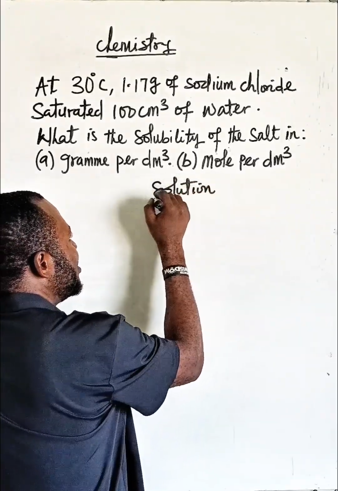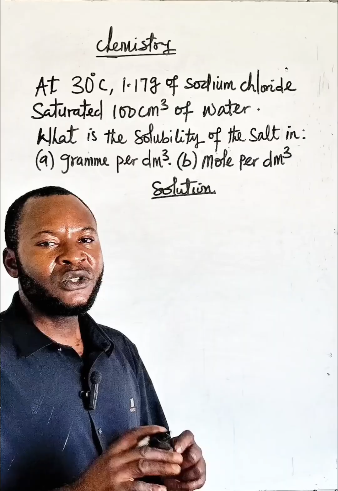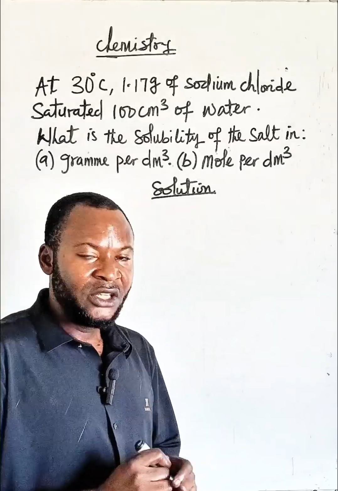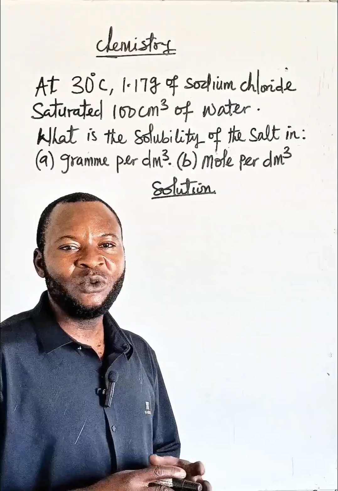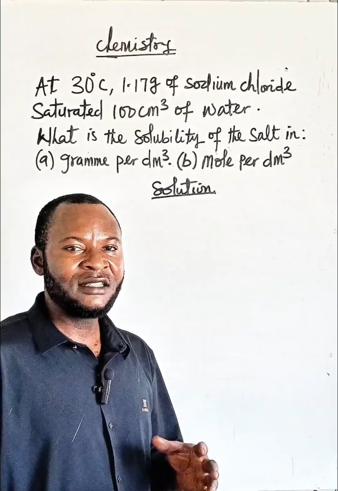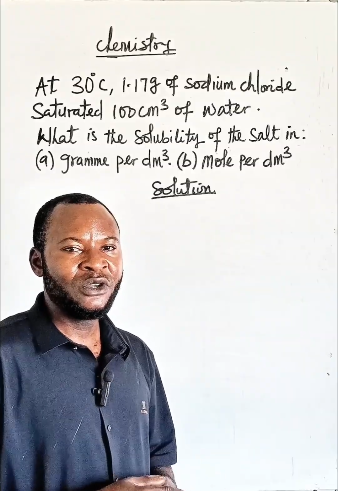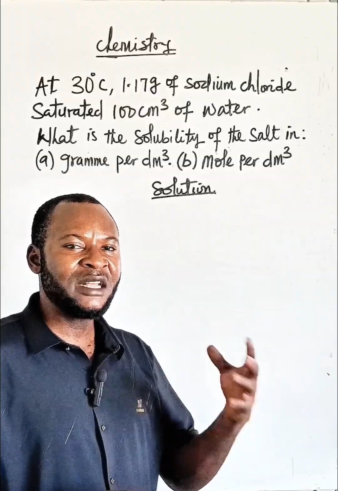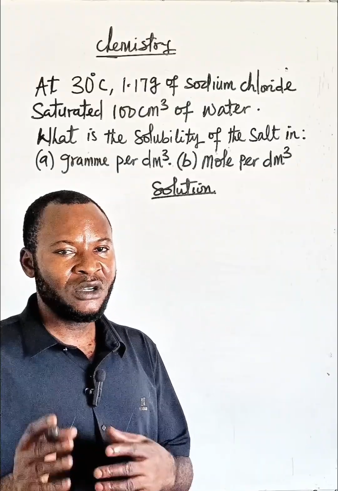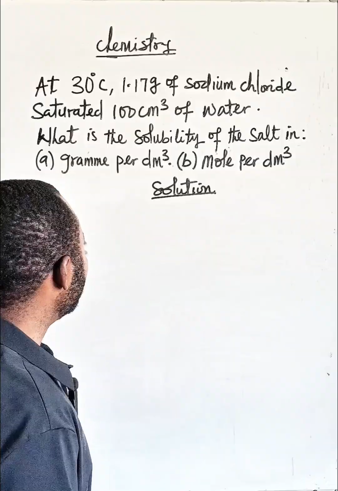Now, one thing you should know is this. Solubility of any salt is just the quantity of that salt, either in gram or in mole, contained in 1 dm³ of a solution at any given temperature. So indirectly, solubility simply means concentration, which can either be mass concentration or mole concentration. So let's now take the first question.